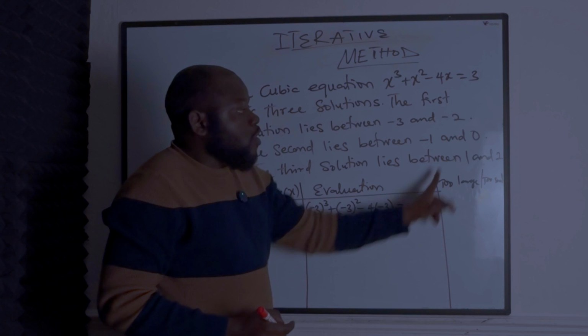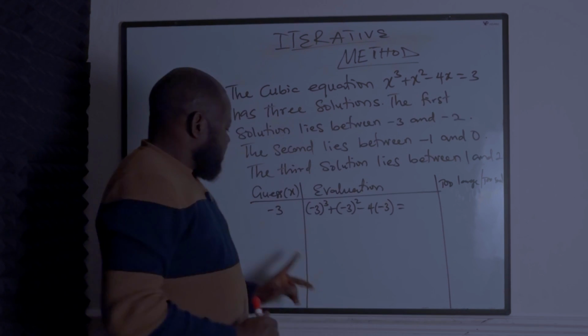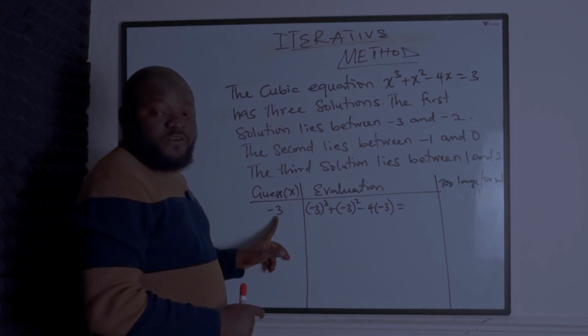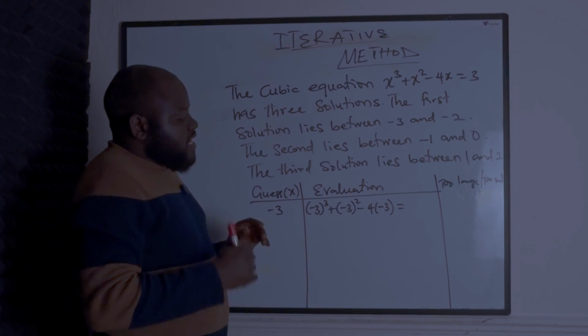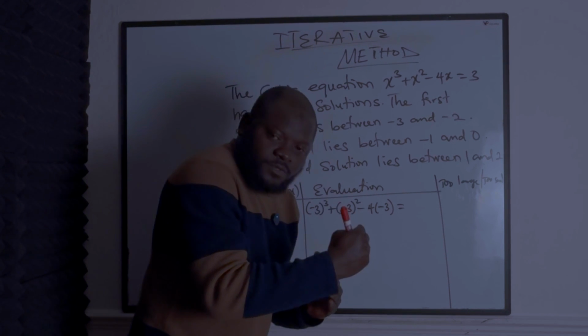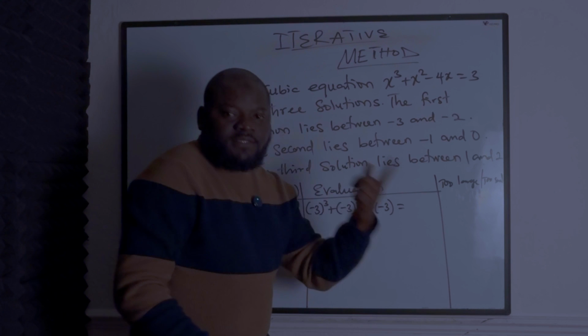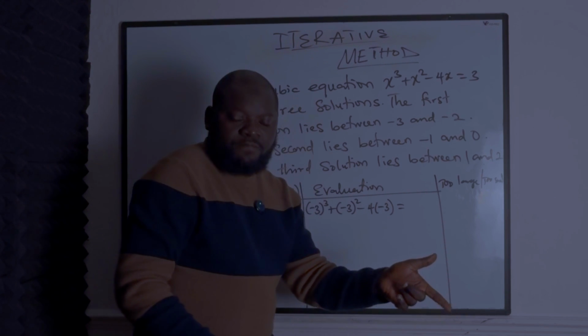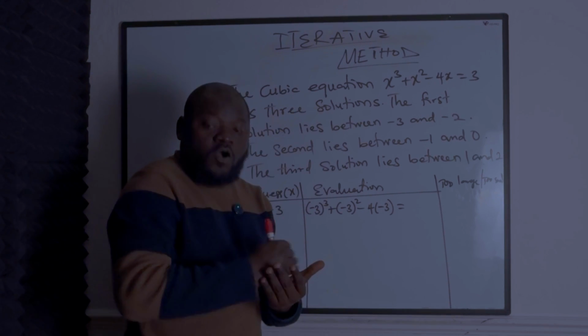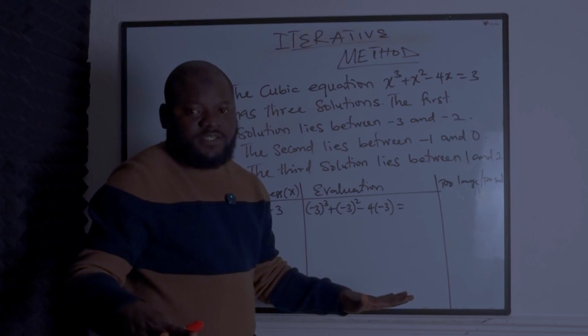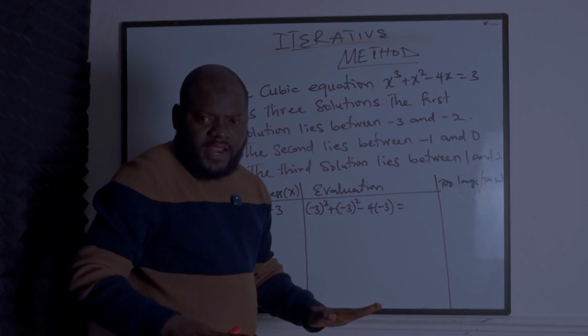If that result equals 3, that simply means that this minus 3 is the value of x that we are looking for. If the result is very, very close to 3, that can be the result we are looking for. If it is less than 3 or greater than 3, that cannot be the result we are looking for. Do we get that now?